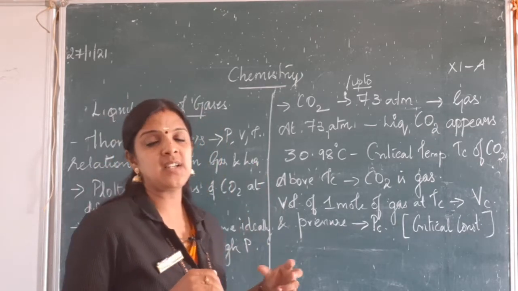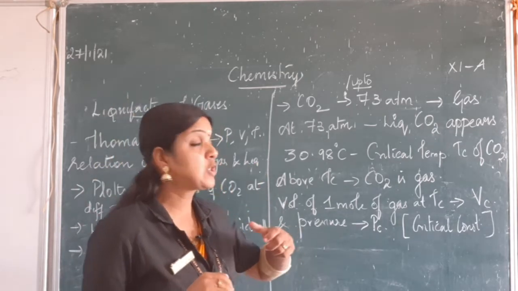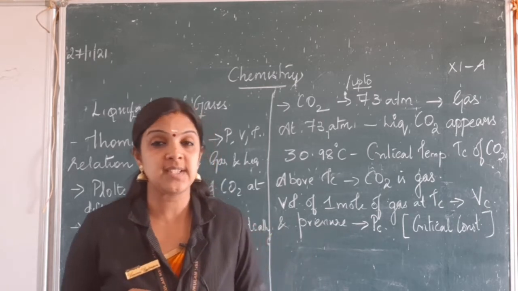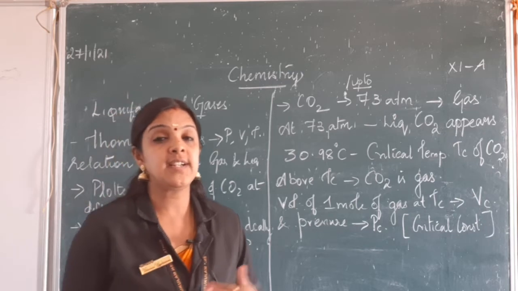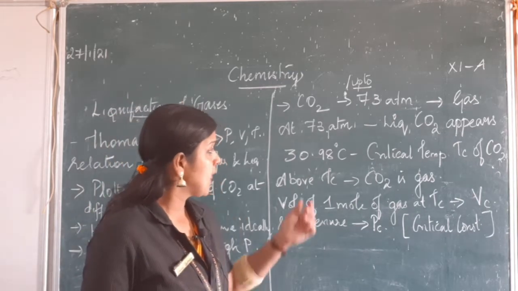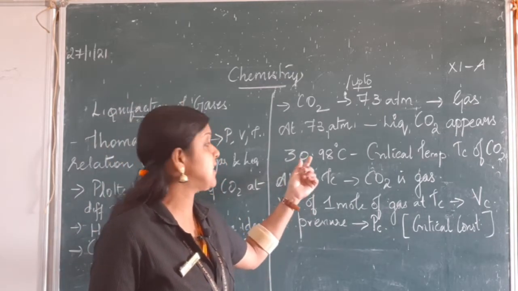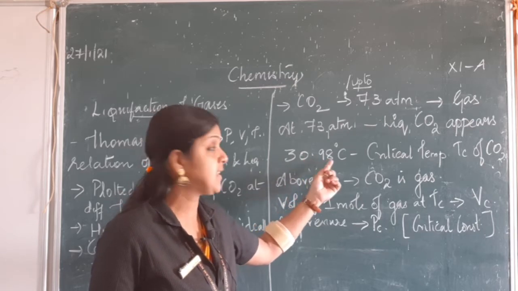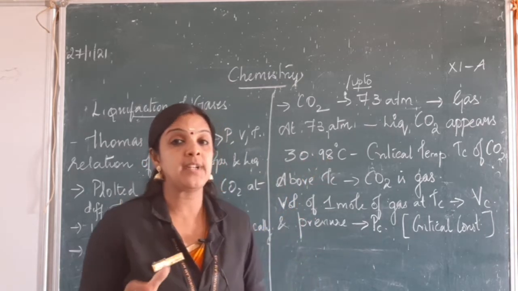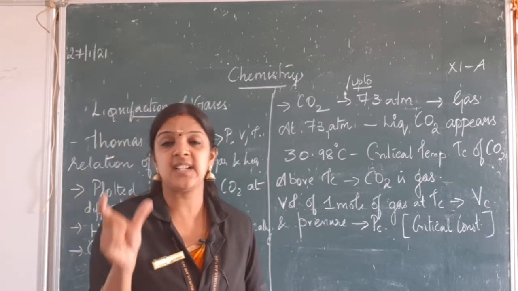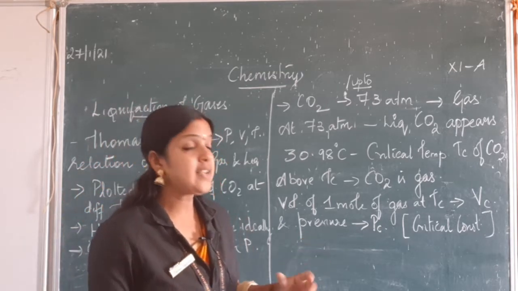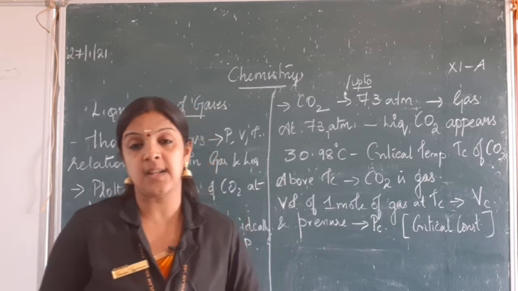But at 73 atmospheric pressure, what happened? Slowly the liquid carbon dioxide started to appear, carbon dioxide changing from the gaseous state into its liquid form. And at 30.98 degrees Celsius, there was a temperature where the carbon dioxide gas was exactly in its liquid form, and that temperature we call the critical temperature.